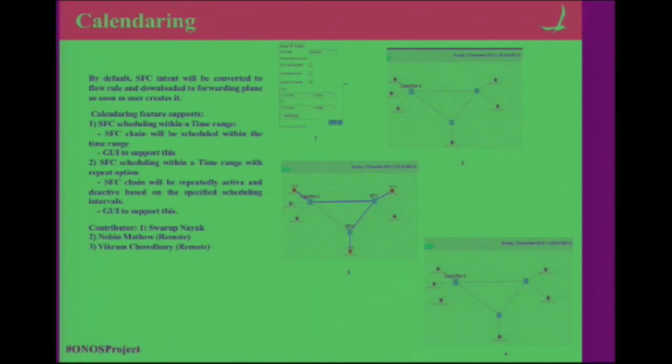In the first picture, we configure the calendar and mention the time range. The second one shows the path is not yet scheduled. The third photo shows the path is scheduled at that time. And again, it has been withdrawn after the time expired. That's it. Any questions?